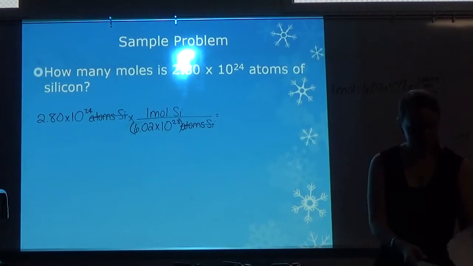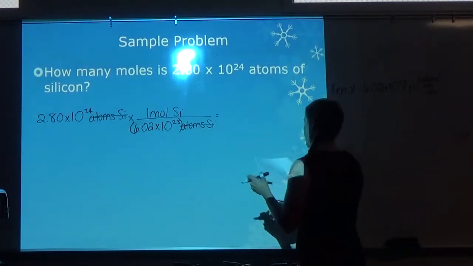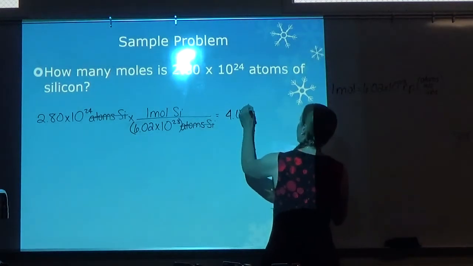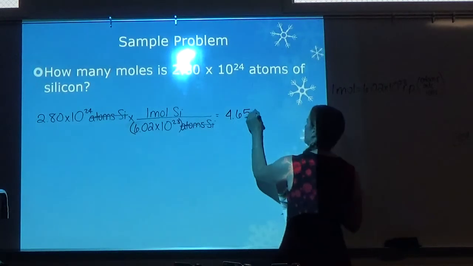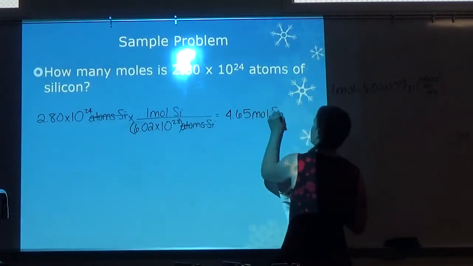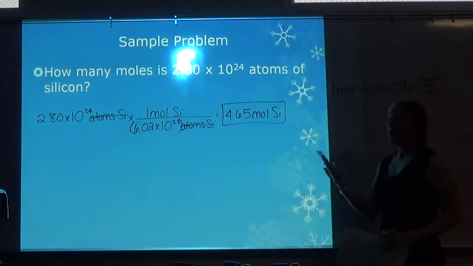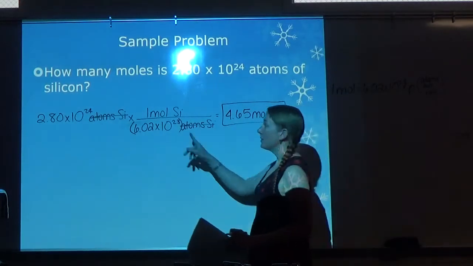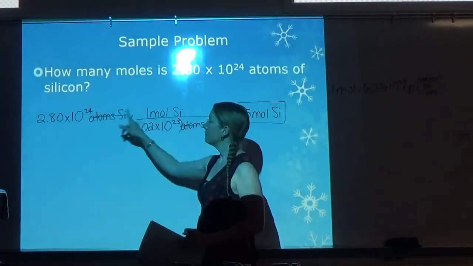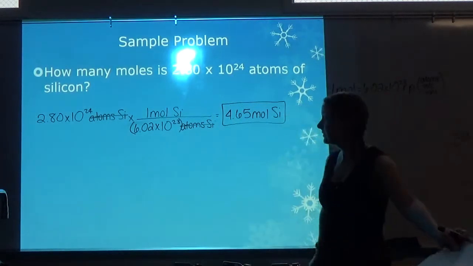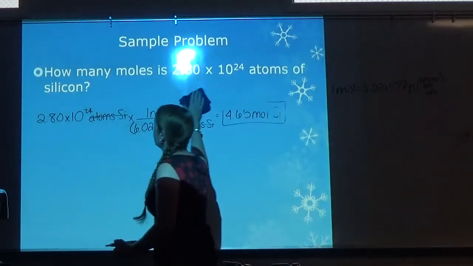So for this one, what I got was 4.65, and then my unit is moles, and my substance is Si. Just like that. All right, so again, what determines whether the 6.02 goes on top or on bottom is following the golden rule with your units. So let's look at some more.